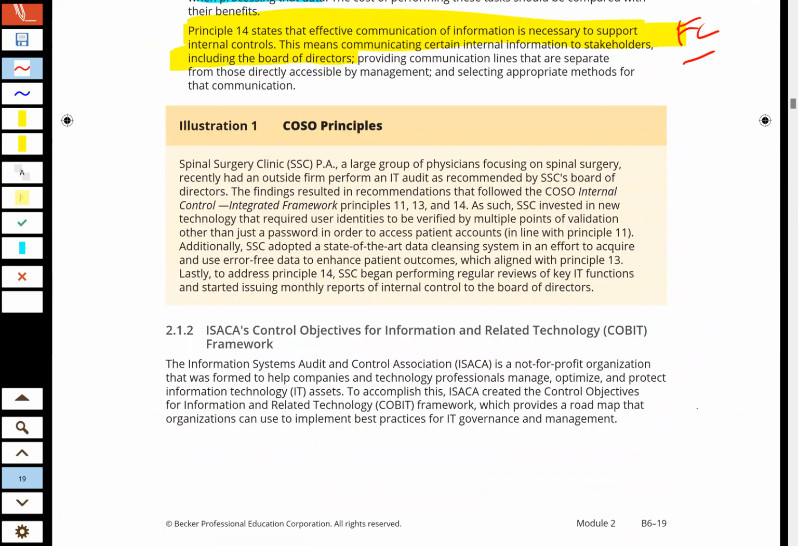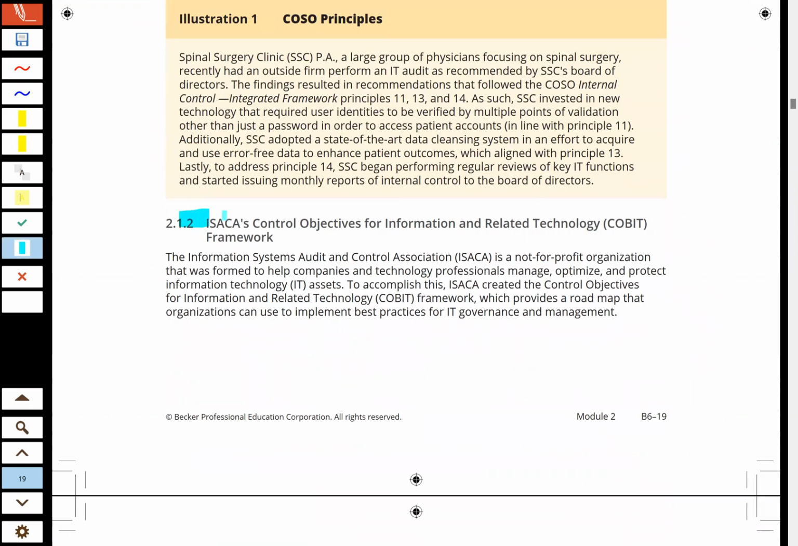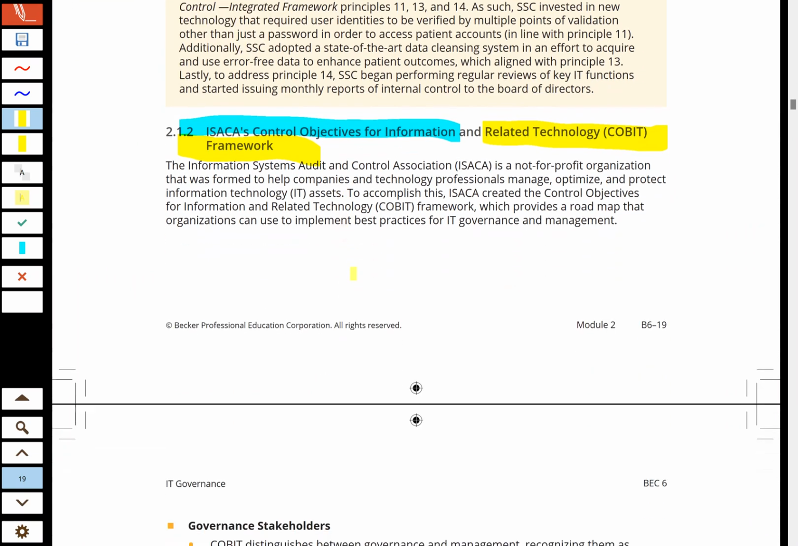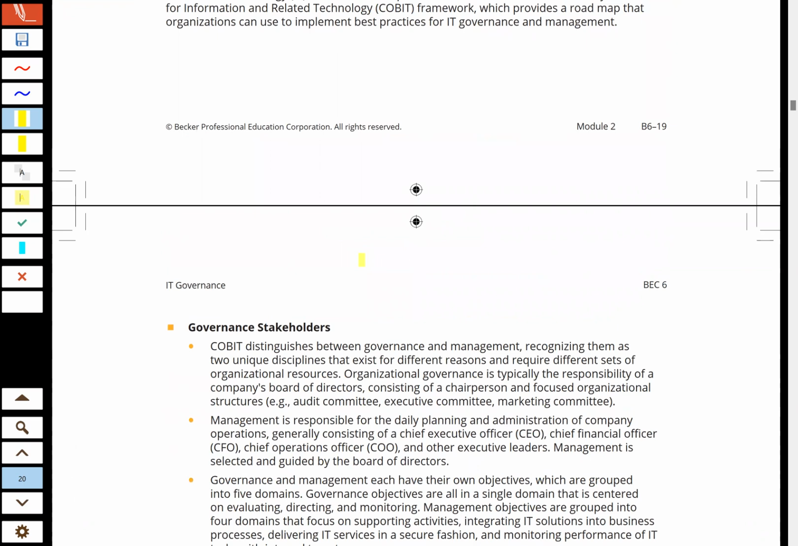Now we talked about a couple of other organizations here, ISACA and the COBIT framework. Not COVID, but COBIT framework. Going over to the next page, we talk about governance stakeholders. So let's take a look at that. When we talk about governance stakeholders, guys, you can flashcard that we're going to talk about two levels. We're going to be talking about the board of directors, essentially, and management.